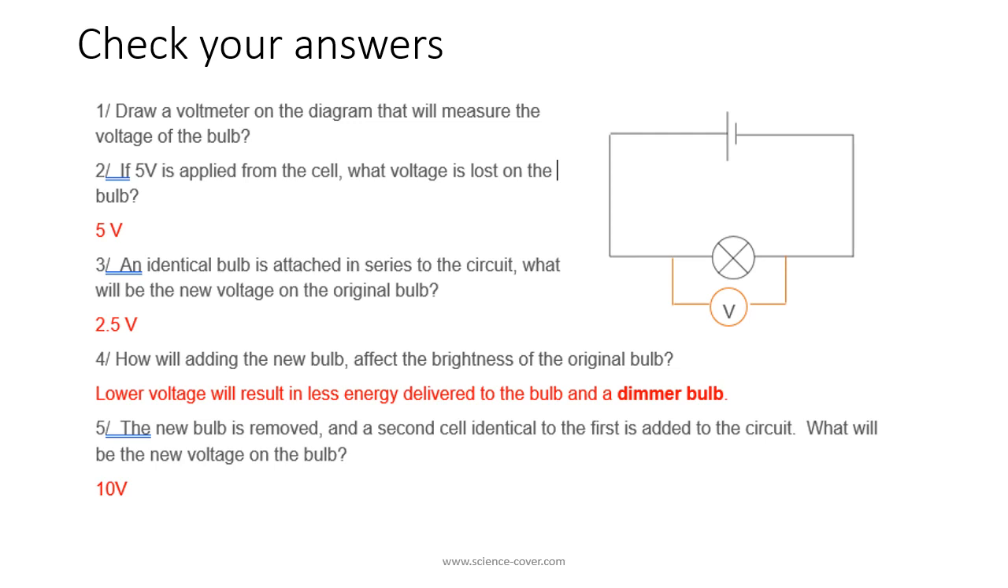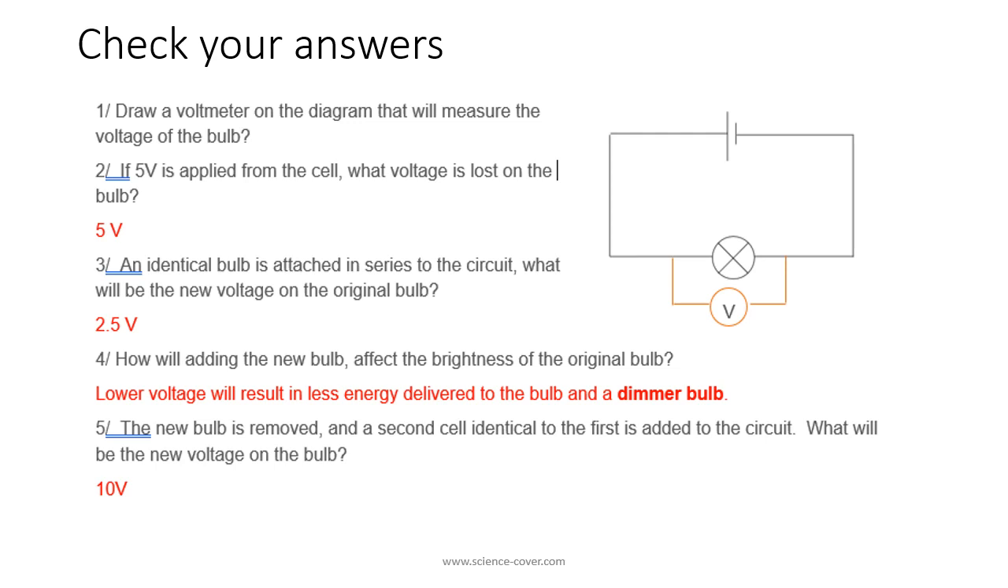An identical bulb is attached in series to the circuit. What will the new voltage be on the original bulb? Well, we lose what we put in. So if we're putting in 5 volts, we have to lose 5 volts. But now we've got 2 bulbs, so we're going to lose 2.5 volts on each one. How will adding the new bulb affect the brightness of the original? Well, the brightness will go down, so it'll become dimmer.